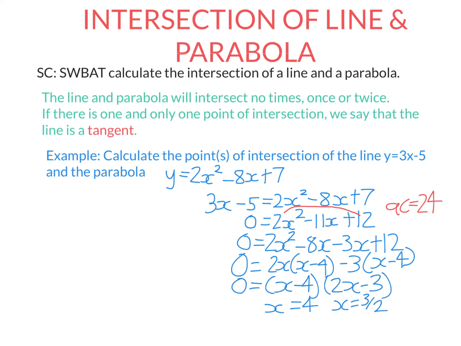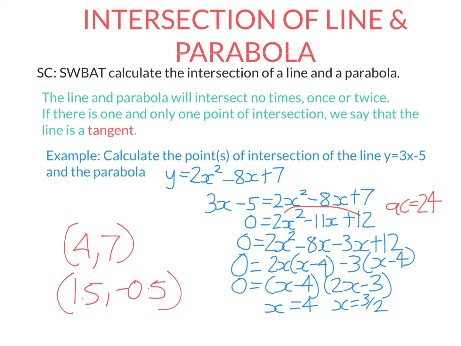Now we're not quite done yet because we needed to find the points. So when you're asked to find a point, you need an x value and a y value. It's going to be much easier to find the y value by substituting each of these x values into this equation here. So when x equals 4, y is 3 times 4 minus 5, which is 7. When x is 3 over 2, which is 1.5, y is negative 0.5. So they are the 2 points of intersection.